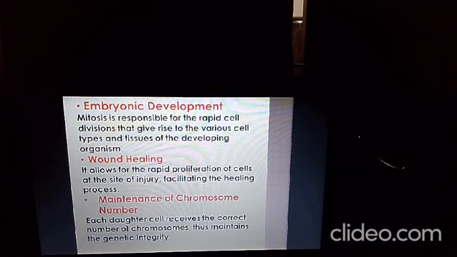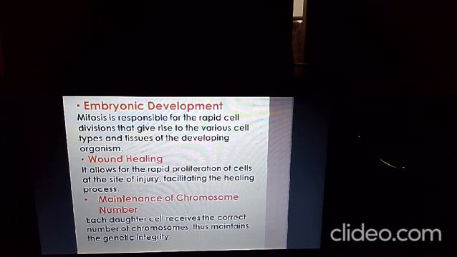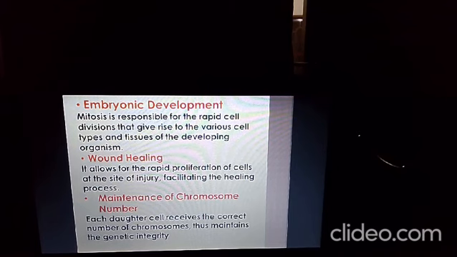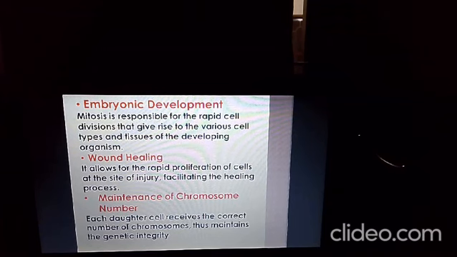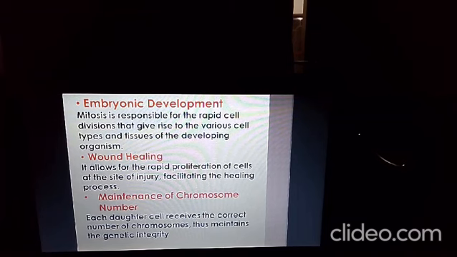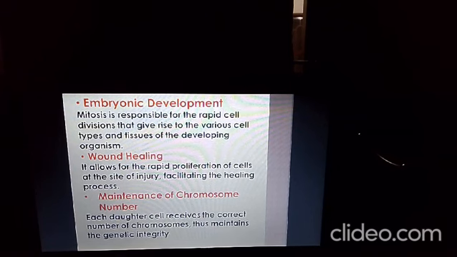And then the wound healing, it helps in rapid proliferation. Proliferation means the production of cells at the site of injury and helps in the healing process. The last one is maintenance of chromosome number. As in the first slide, we see that in the process of mitosis, daughter cells are formed with the same number of chromosomes. In this way, we can say that it maintains the genetic integrity. Means it maintains the number of chromosomes in the offspring or the daughter cell, just like in the parent cell.